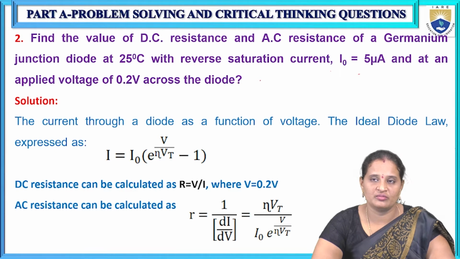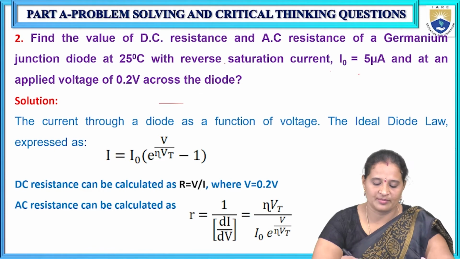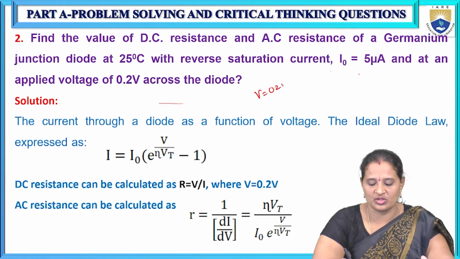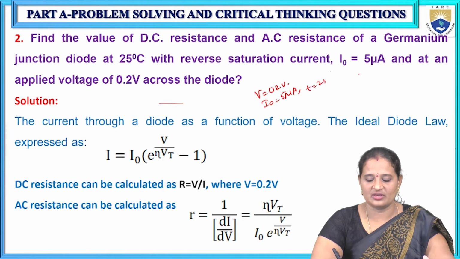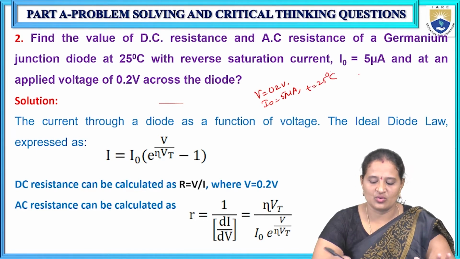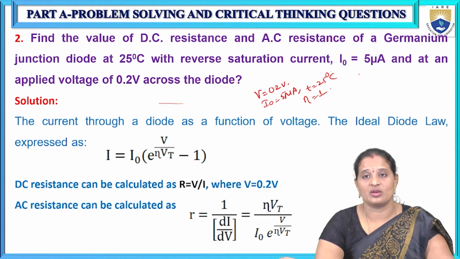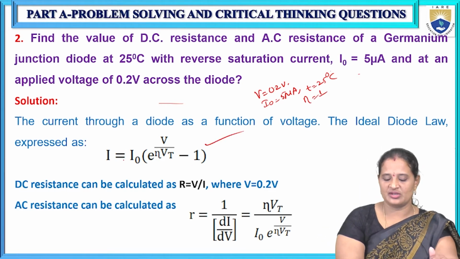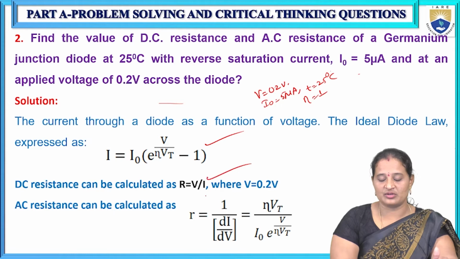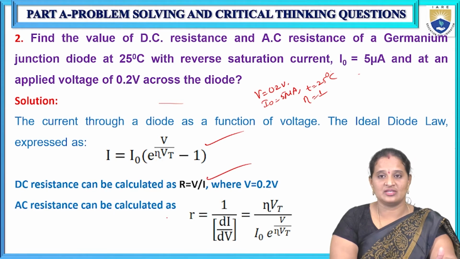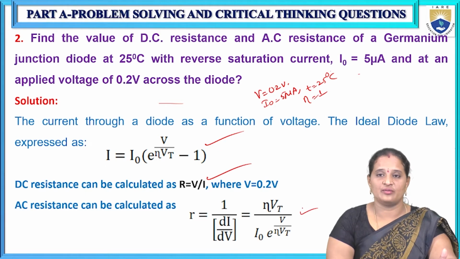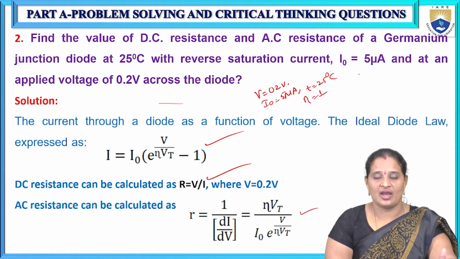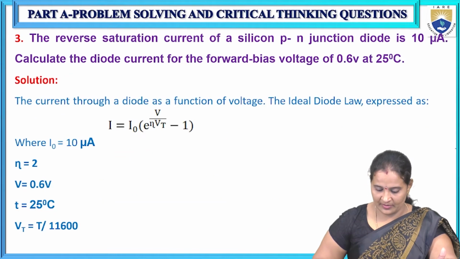So what we need to do? So the same kind of problem. Voltage applied is given, V is 0.2 volts and I0 is given, that is 5 microamperes, and then temperature T is given, that is 25 degrees centigrade. So eta value is also given, that is 1. So just substitute in this equation, get the value of current and find out the static resistance by substituting this V and I, and dynamic resistance substituting all this value. Eta Vt by I0 into E power V by eta Vt.